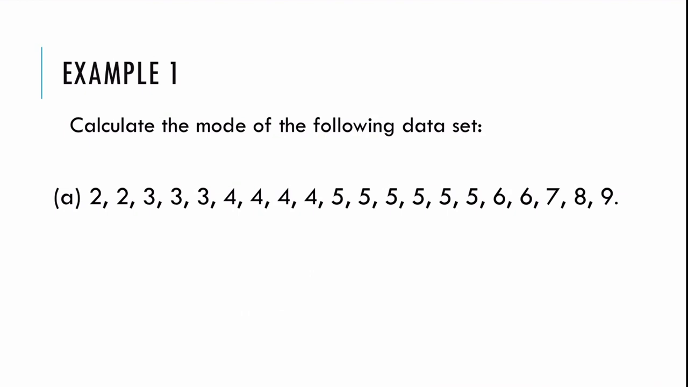In A we can see that our data is already ordered, so we're just looking for the number that appears the most in this set of data. We have 2 2s, 3 3s, 4 4s, 6 5s, 2 6s, a 7, an 8 and a 9. Therefore our mode must be 5 as it is the number that appears the most in that set of data.